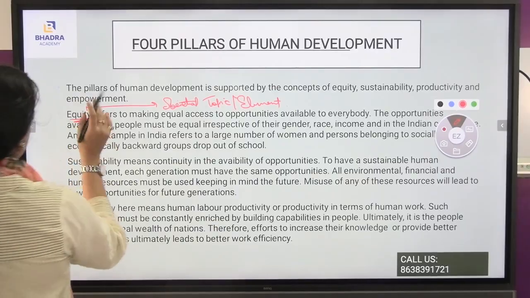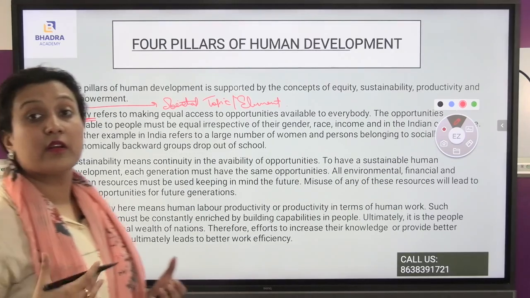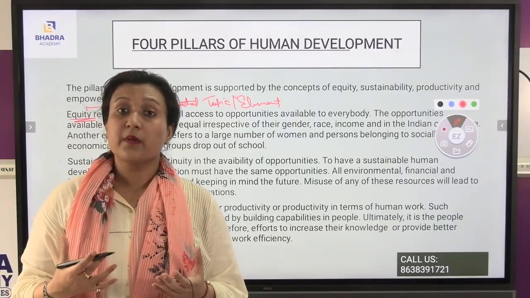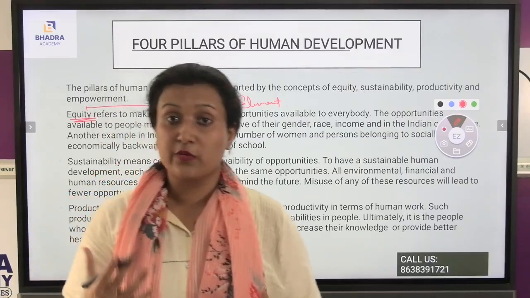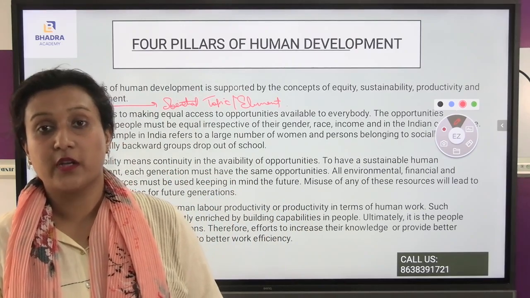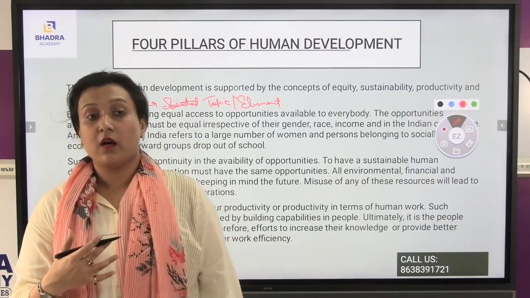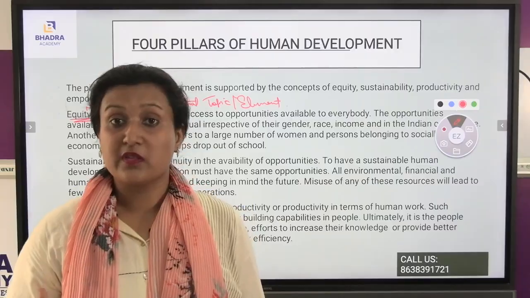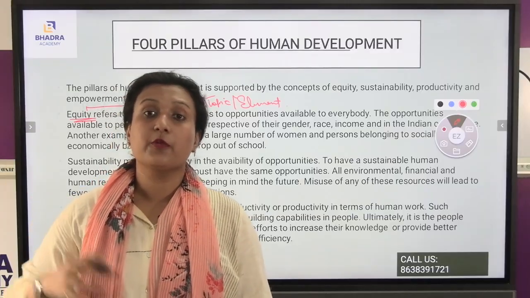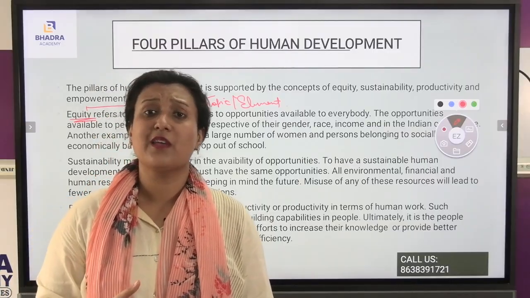Now here, as we have studied equity, we will be understanding sustainability. Sustainability means continuation of available opportunities. What do you mean by sustainability? Sustainability means protecting the resources, or continuing the resources up to the future generation. You see, the word sustainability is a very common word. We have to be sustainable so that all the resources can be used productively up to the upcoming future generation. So this is the meaning of sustainability.